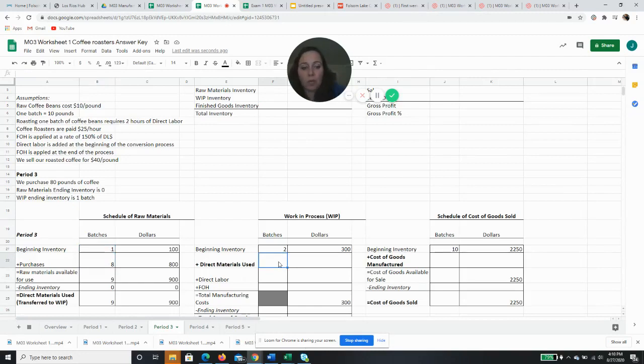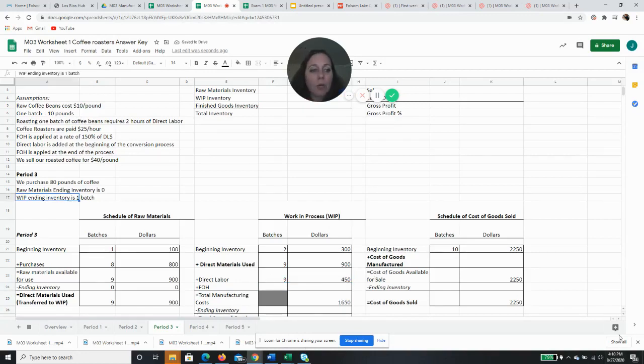All right, so I'm going to just transfer that over straight away so I do not forget. So I transferred in 9 batches of coffee beans to start my process. The second I did that, I applied all of the direct labor. It's crazy how fast that works. If I could capture it on video, I'm sure I could make $1 million. So 9 batches got direct labor. We know we're doing $50 per batch for direct labor, so we have $450 of direct labor.